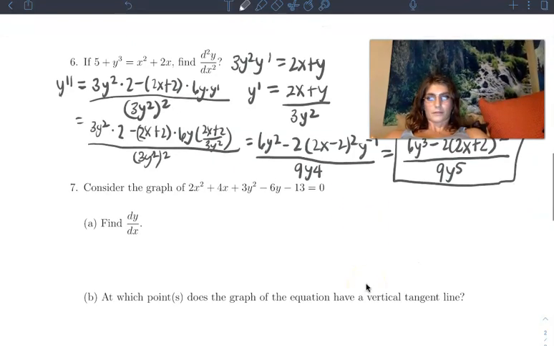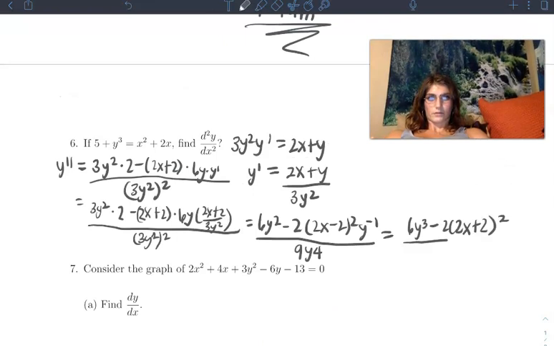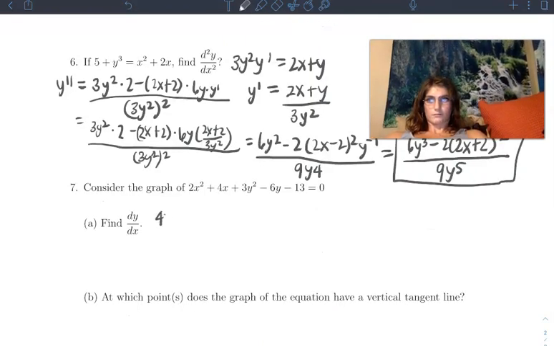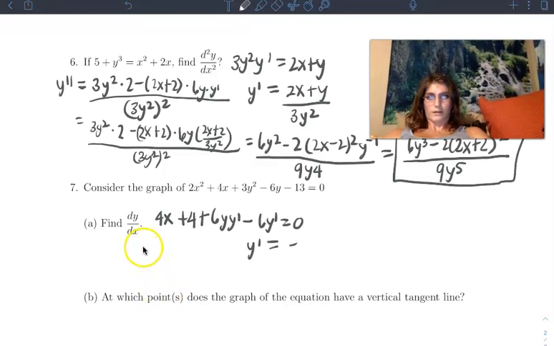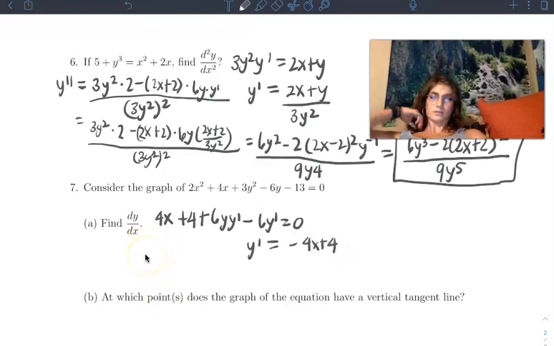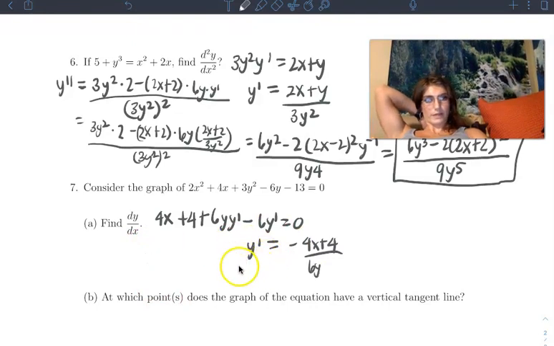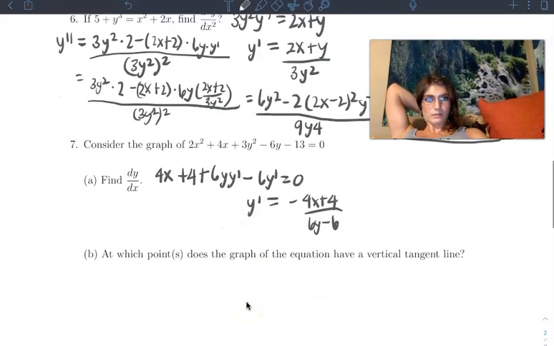All right, so now we're moving on to problem 7. So in part A, you need to find and isolate y prime by taking the derivative and remembering to use the power rule. So there you've taken your derivative, being careful to use your power rule. Now you've isolated y prime, and there you go.